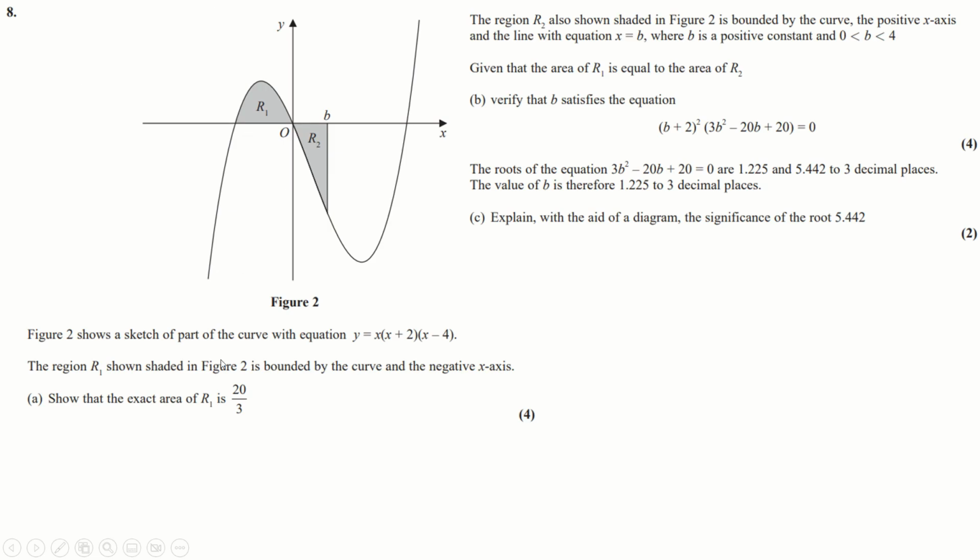Question 8 then. Firstly, find R1. So we're going to integrate this curve here between this, which is obviously 0, and this. Now, where's this? Well, it must be at -2, right? Because of this bracket here. So it must be at -2. So we're going to integrate between 0 and -2.